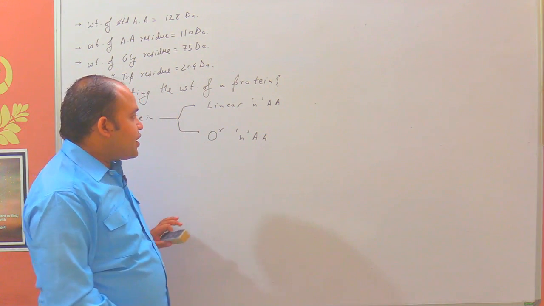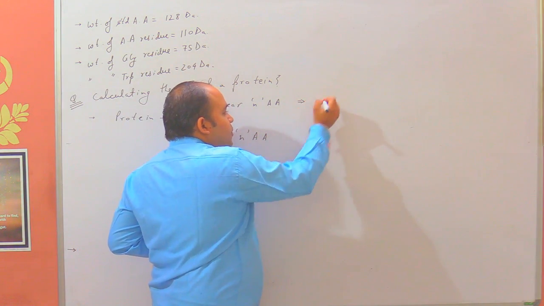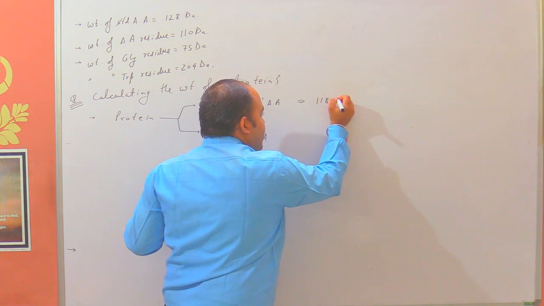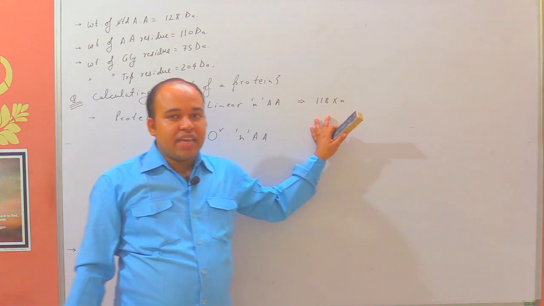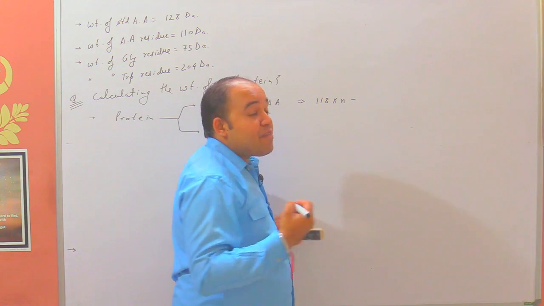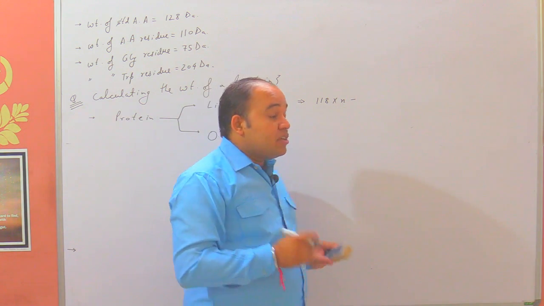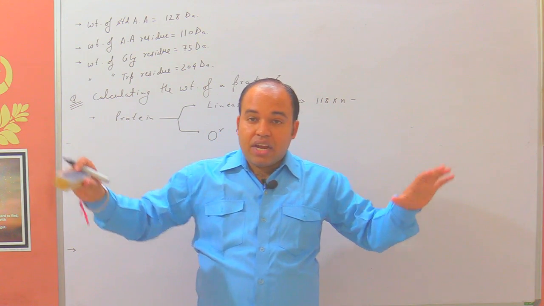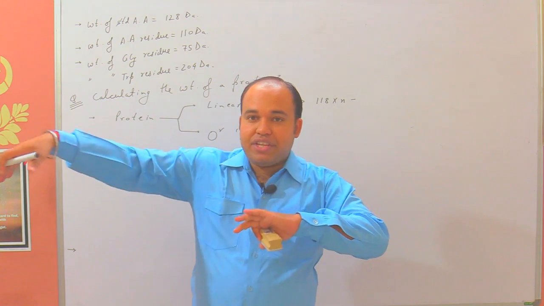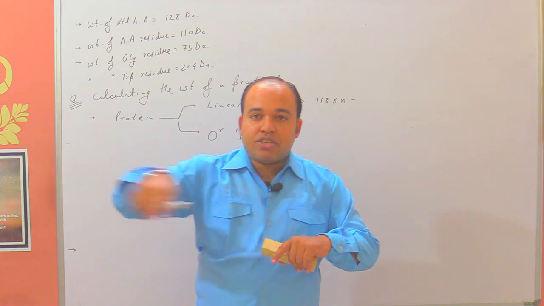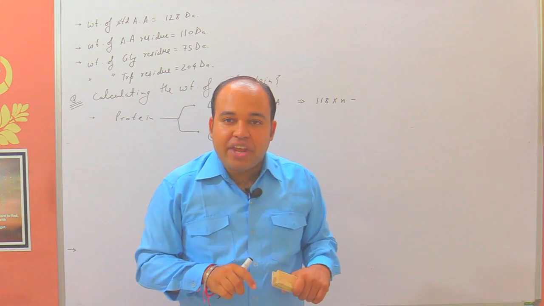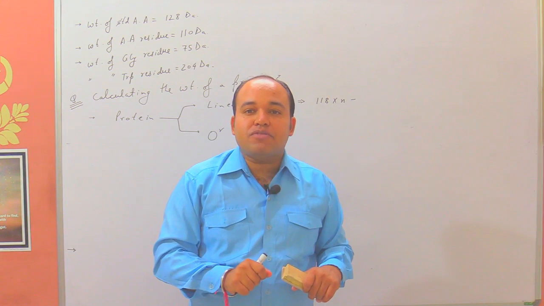Then they can be calculated by using a standard formula. In the case of linear, it could be 110 into n. Now, if a protein has n amino acids, it will have n minus 1 peptide bonds. Supposing there are 10 amino acids, like 10 students standing here and joining their hands together. Among those 10 students standing in a linear position, there will be 9 handshakes. That means 9 peptide bonds are produced.